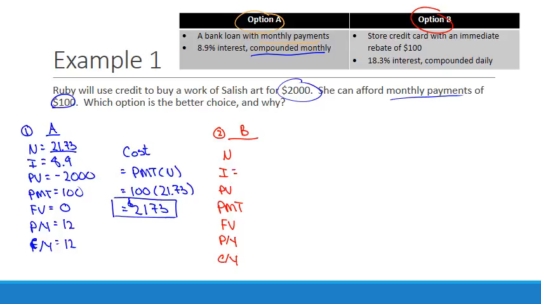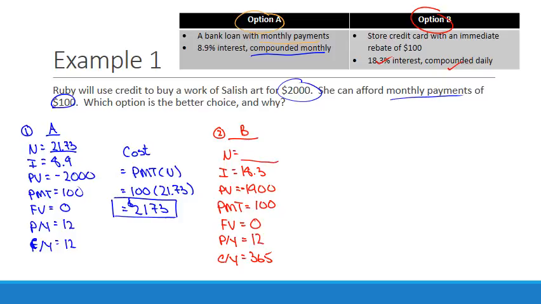Okay. So my interest rate is 18.3%. Got that. Compounded daily, so that's 365. I've got that. Store credit with an immediate rebate of $100. So again, rebate means you're getting some money back. So I'm not going to owe the full amount. I'm going to owe $100 less than that full amount. So it was $2,000, but 2,000 minus 100 would mean 1,900. And I got to make sure I put my negative sign in there. Payment will be the same. It's $100. Future value, I'm going to pay that puppy off, so it's going to be 0. Payments per year, it is monthly payments because it's a credit card, so again, that's 12.